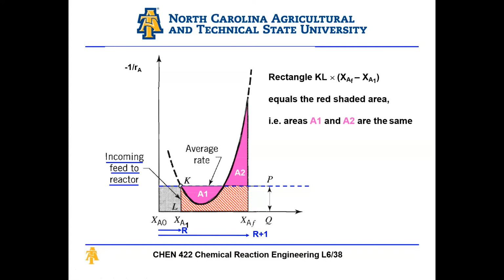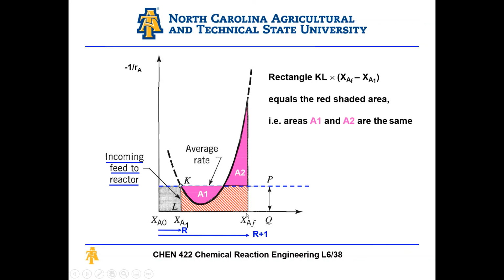Let's have a look at this chart, which is minus 1 over RA versus XA. So this is 1 over the reaction rate against the conversion. And the black line is your autocatalytic reaction. So I'm going to compare 2 points. The first one is this rectangle right here, which is KL multiplied by X1 minus XAF, the red shaded rectangle, and there exists a point where area A1 and area A2 are the same, okay?